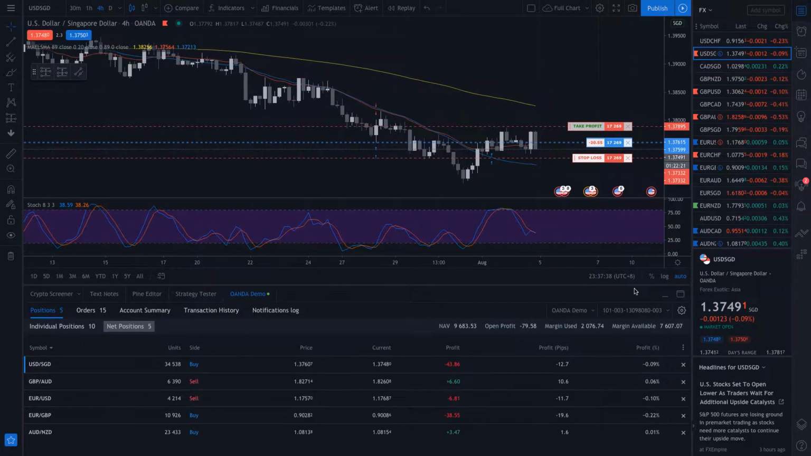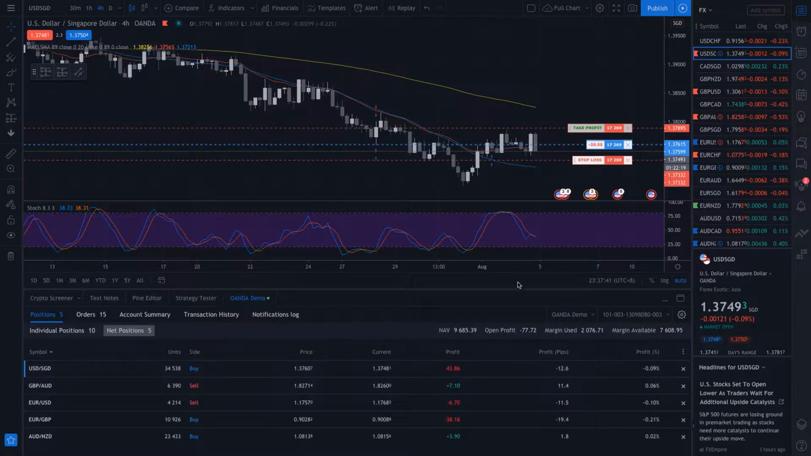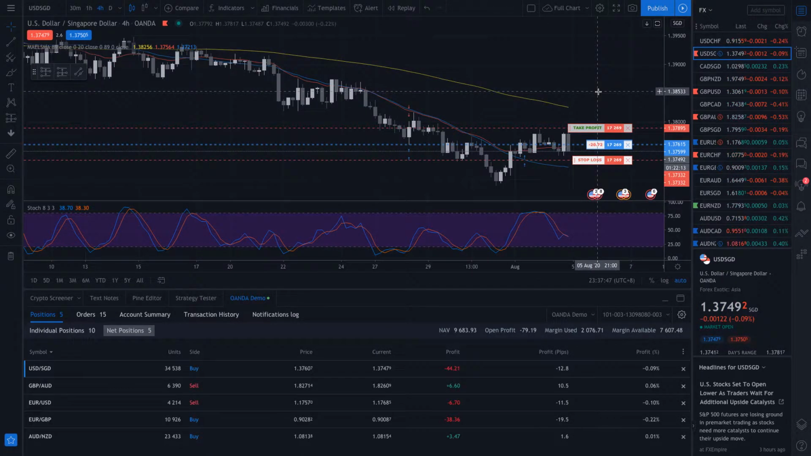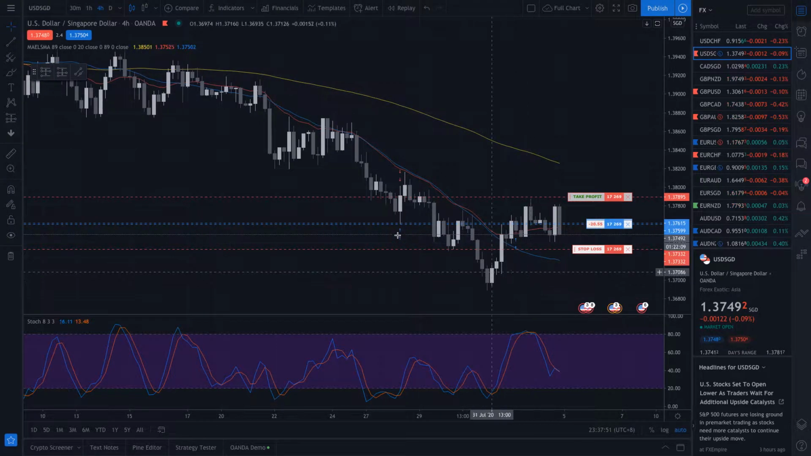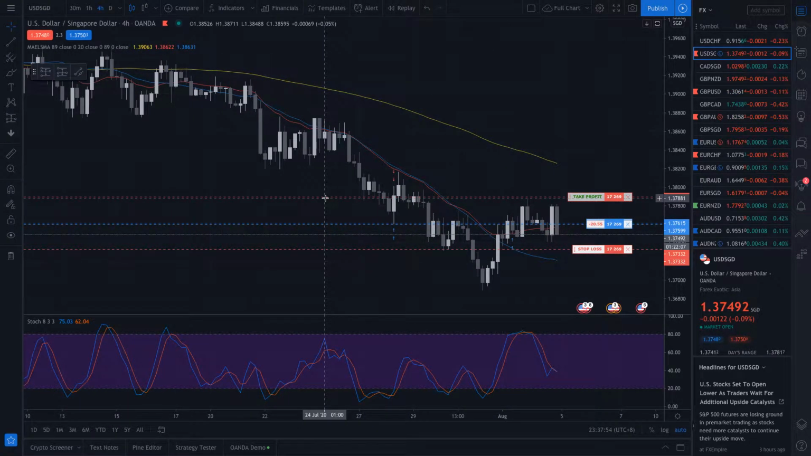So let's just take a look one by one to show you how I'm doing my trades, and hopefully someone on the internet can be kind enough to tell me what the hell I'm doing wrong.